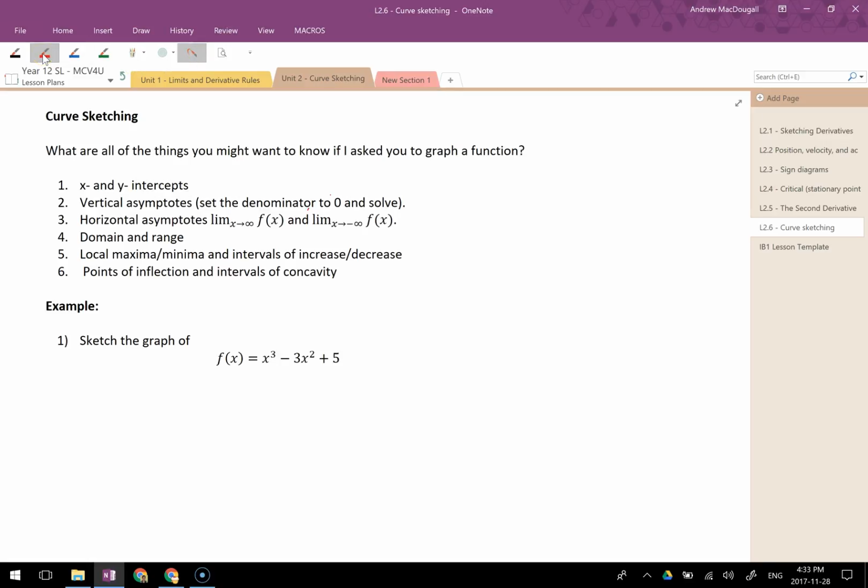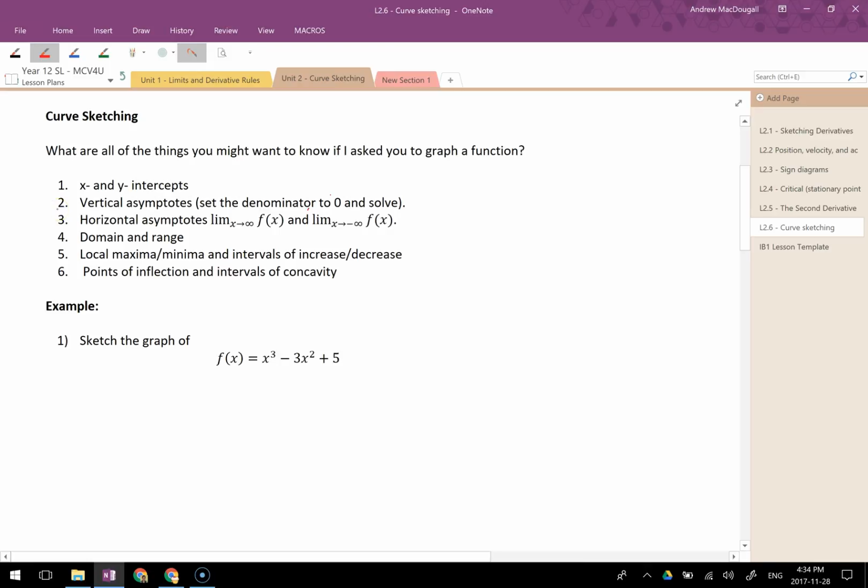Well, here are 6 things you can think of, and each one really contains more than one item. First of all, x and y intercepts. You've known how to do these for a very long time. For x-intercepts, you set y to 0. For y-intercepts, you set x to 0, and then you simplify. Vertical asymptotes occur when the denominator is 0 in a rational function. So you set the denominator equal to 0 and solve.